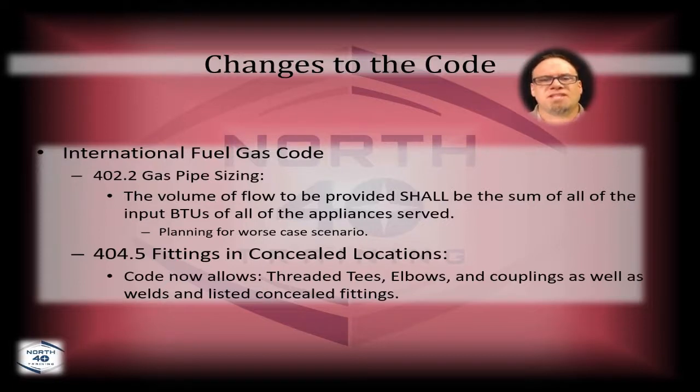4045, fittings in concealed locations. This is another real tough one for some folks, right? Code allows, and there are actually pictures given in the international code updates, you to conceal threaded tees, elbows, couplings, as well as any welds or listed fittings that are allowed to be concealed for black iron. They've changed that. They're not going to get rid of CSST or flexible gas line or anything like that. It's not what code's there for.